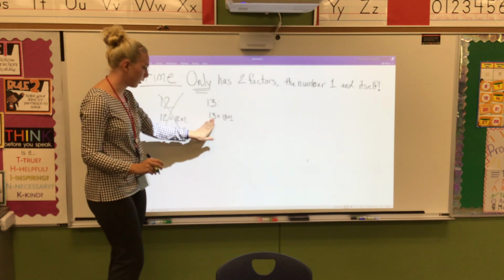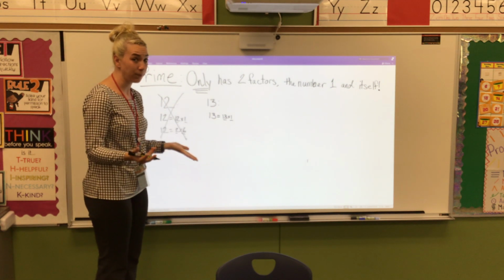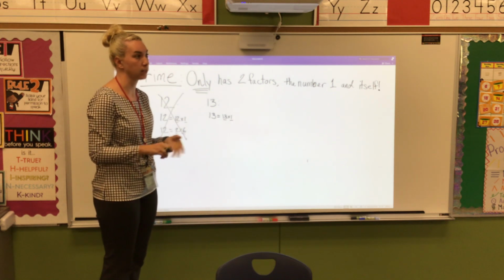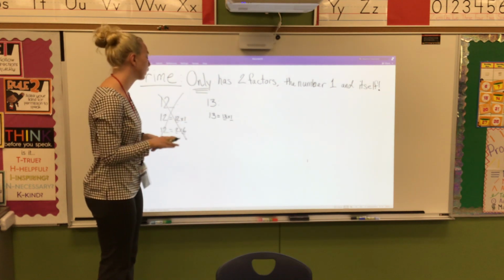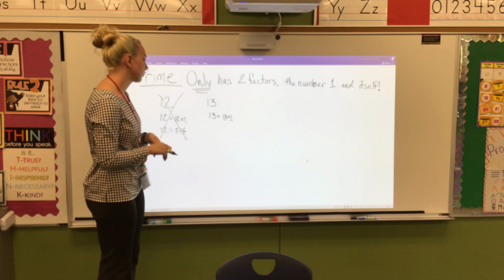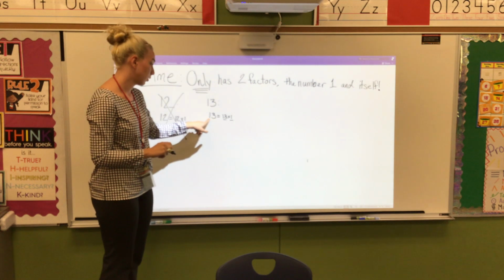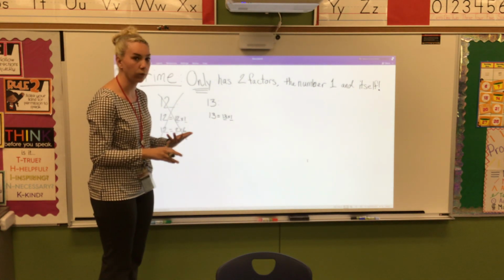13 is an odd number. It ends in a 3. You can't divide it by 2. You can't divide it by 4 or by 6 or any other even number because that doesn't work. The digits don't add up to a divisibility by 3. 1 plus 3 would equal 4, so that doesn't work for 3.